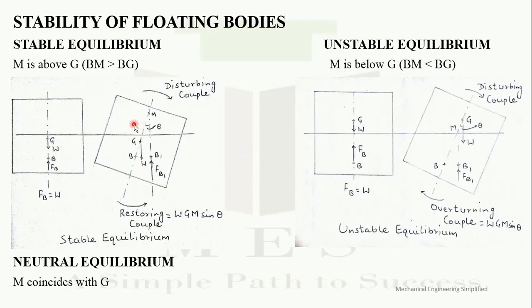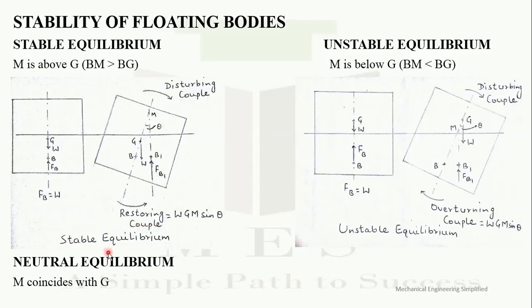Okay, and if we tilt this body by providing this disturbing couple by a small angle theta, again this center of buoyancy will shift towards this point, and the new buoyancy force FB1 will act in the upward direction. Okay, this is the metacenter M. So due to these two forces, the weight downward and this FB1 upwards, there will be a restoring couple in this anti-clockwise direction, which will try to bring the body into its original position.